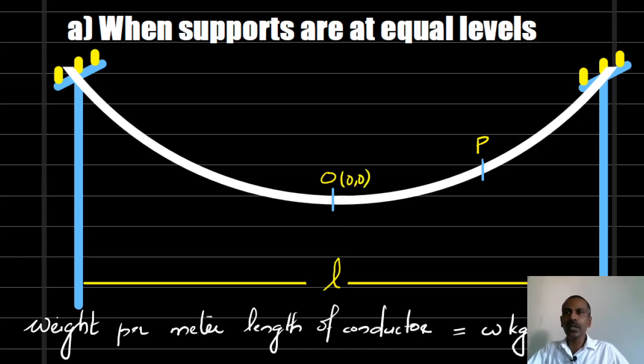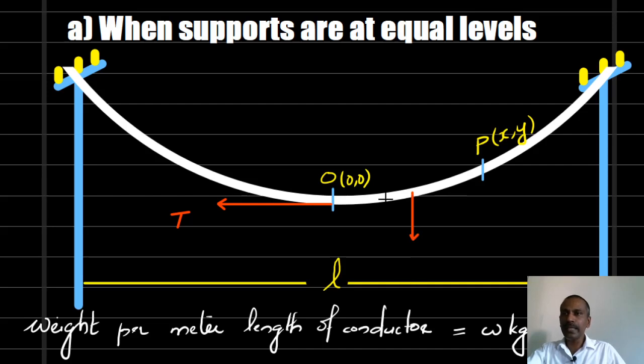So the coordinates are 0, 0. P has the coordinates x, y. So this distance is x and this vertical distance is y. When you consider this portion OP, two forces are acting on this conductor portion OP. One is the tension acting leftwards. Actually, this tension is due to the pull from the left side tower. The second force is due to its weight, which is acting downwards.